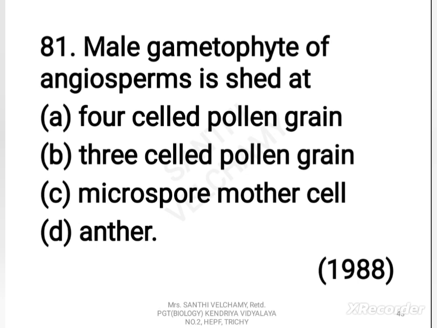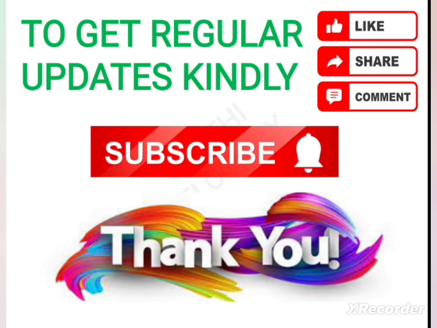Now the next one. Male gametophyte of angiosperms is shed at A. 4-celled pollen grain, B. 3-celled pollen grain, C. Microspore mother cell, D. Anther. The correct answer is B. 3-celled pollen grain.